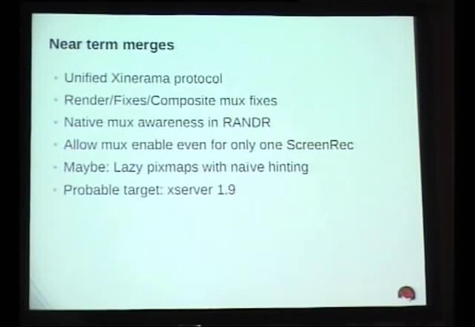Allow the multiplexer to be enabled even if you've only got one screen rec on in the system, just to prove that it works and that you can get OpenGL at least for the simple cases. I've only got one back-end screen. There's no reason to turn GLX off in that scenario. And then probably try to do lazy pixmap creation with the naïve hint about where it's supposed to go. I'm going to try to get that done for approximately 1.9, because apparently 1.8 is supposed to be in a feature freeze right now, I'm told.